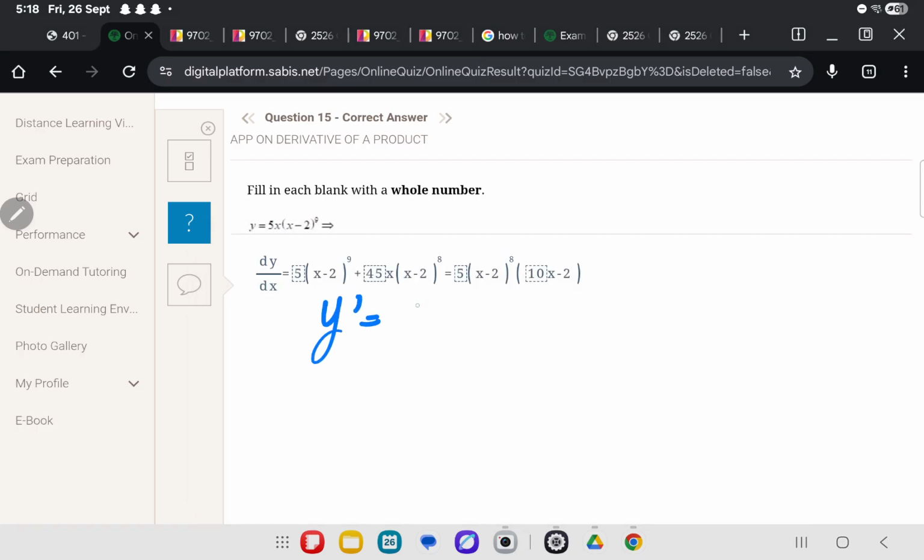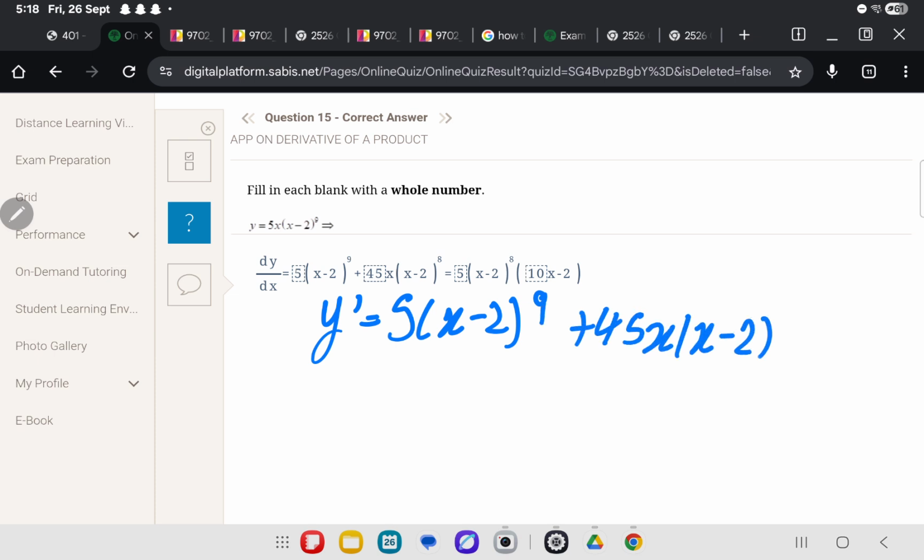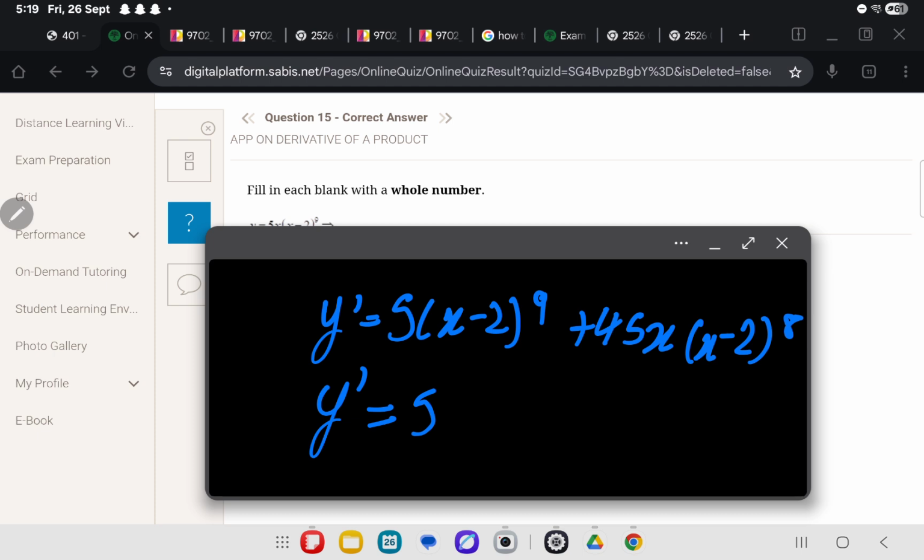So y prime is equal to 5 into x minus 2 to the power of 9 plus 45x into x minus 2 to the power of 8. Okay, this is where we left off. Now I'm going to factor 5, because it's a common factor across 5 and 45x. They're both divisible by 5, and this is the greatest common factor. Now you can see they're both x minus 2, but which one do I take? I take the one with the least exponent as my factor.